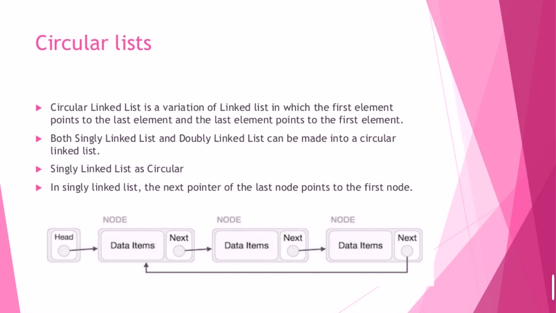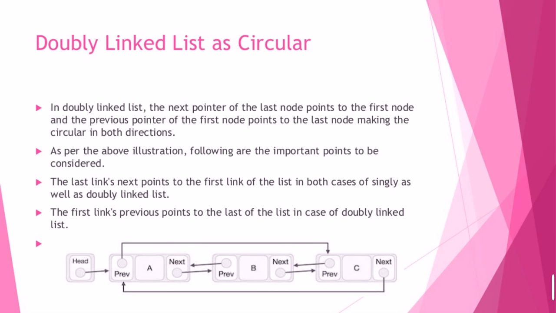Now comes the last type of list, that is circular linked list. You can see it is circular. The last node carries the address of the first node. So this is the circular linked list, as you can see in the diagram. This is how it's showing. So the prev is carrying the last address, and the next of the last is carrying the first node address.